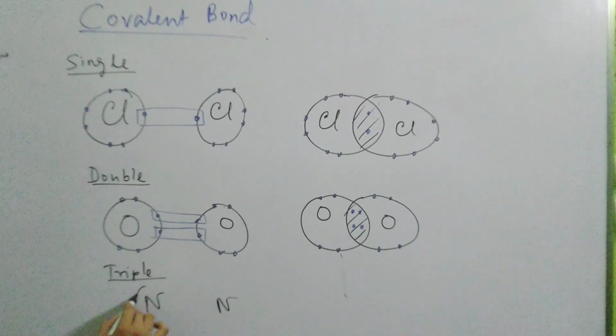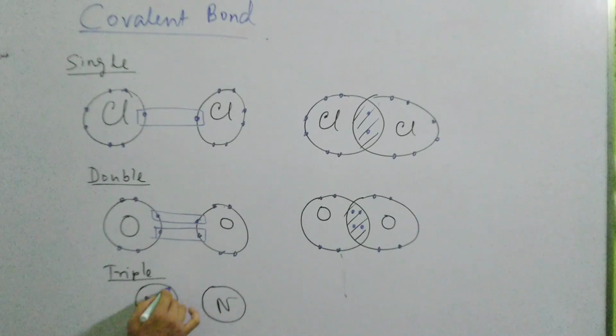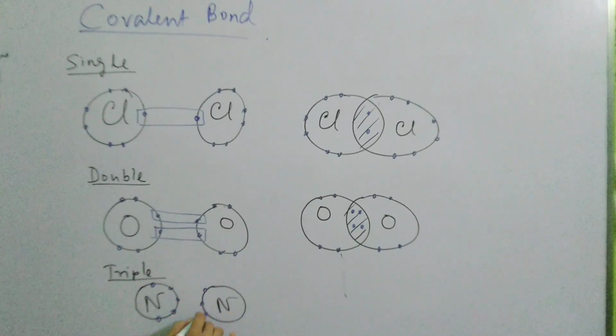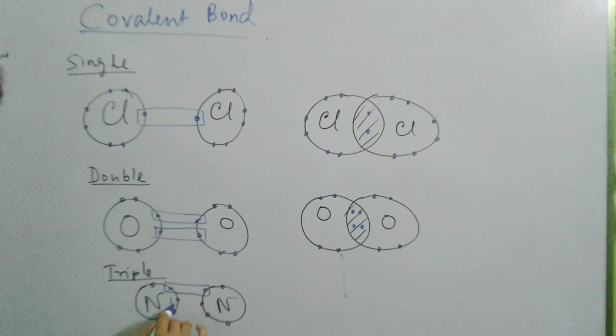So let us just point it out: 5 electrons in the outermost shell. 1, 2 and 3, 4 and 5. Here is one electron pair that is being shared, here is one electron pair that is being shared, and here is one electron pair that is being shared. So 3 electron pairs need to be shared. Why? Because, as we have said, in order to have a stable electronic configuration, the nitrogen atom tries to attain the electronic configuration of neon, and neon has 8 electrons in the outermost shell, so nitrogen will also have 8 electrons in the outermost shell, like this.